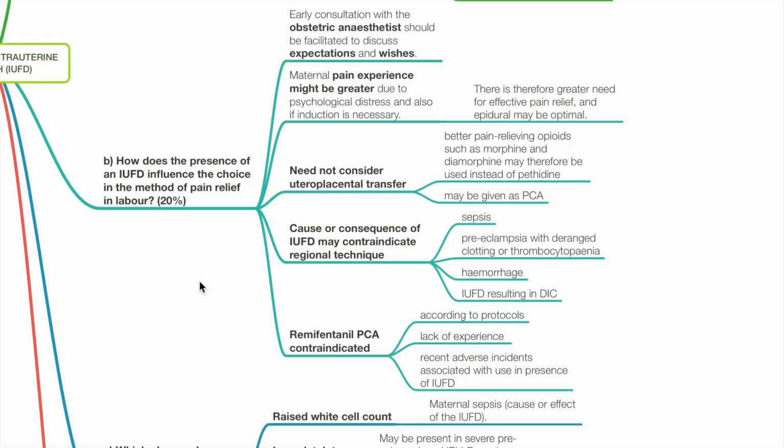There is no need to consider utero-placental transfer of drugs. Hence, better pain-relieving opioids such as morphine and diamorphine may therefore be used instead of pethidine, and these drugs may be given as PCA. Cause or consequences of IUFD may contraindicate regional technique, such as in the case of sepsis, preeclampsia with deranged clotting or thrombocytopenia, hemorrhage, and IUFD resulting in DIC.